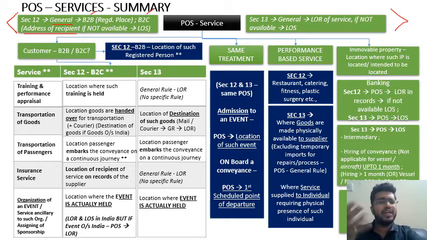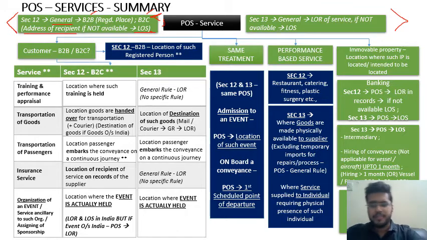Say you even take a DD in banks. Sometimes you don't have an account in any bank, but you can take a DD. At that time, if you're not providing the proper address, but still you have received the services, in those cases where the address is not available, the POS will be considered as the supplier's location itself. So B2C had two options. If you know the address, that address. If you don't know the address, the supplier's address itself will be the POS. So this is the general rule we saw for section 12, right?